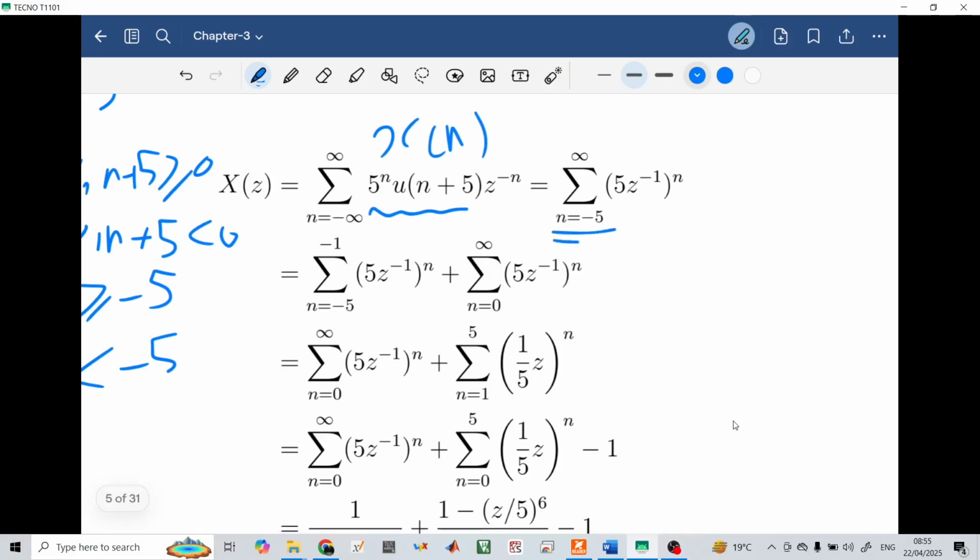So the counter starts from minus 5. We use the same tricks as before, right? We started from a negative counter, so we just add the negative terms until we start from 0. So we have this part from minus 5 till minus 1, and then we have the infinite series from 0 to infinity. As you can see, this is a finite geometric series and this is an infinite geometric series.